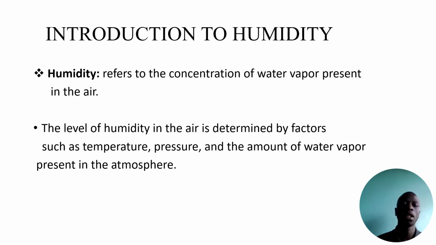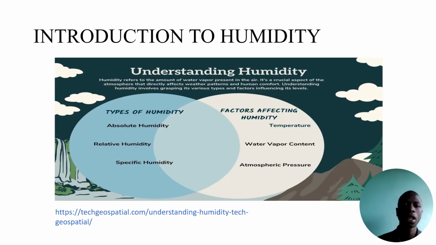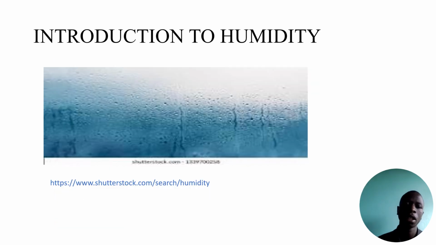And you see that the level of humidity in the air is determined by factors such as temperature, pressure, and the amount of water vapor present in the air. This means that you can't describe or explain humidity itself without focusing on the other factors mentioned above. So here you see the picture which shows what we discussed in our group and what we are going to base our presentation on, where we see the types of humidity, factors that affect humidity, and so many others.